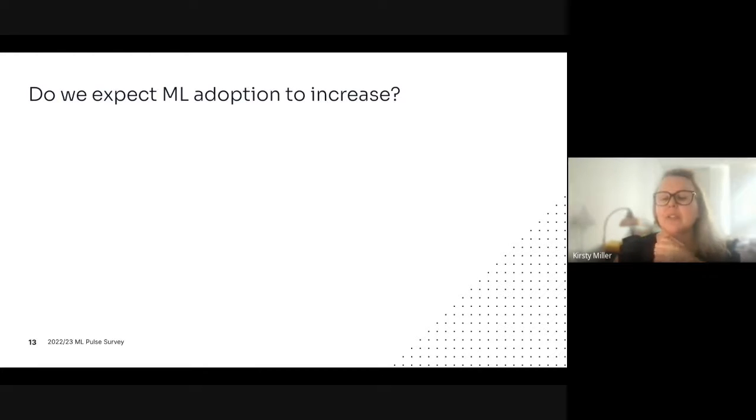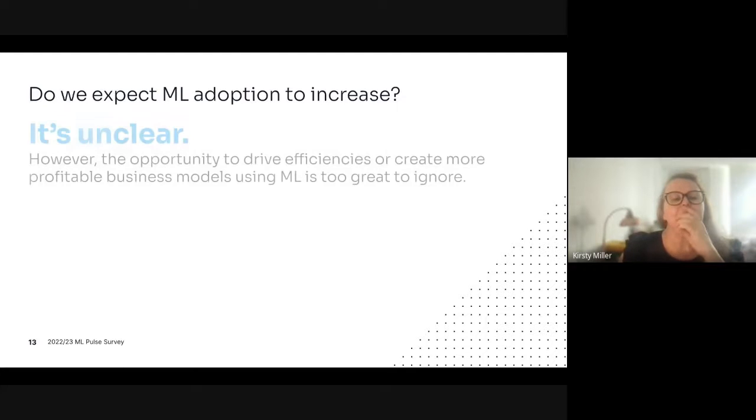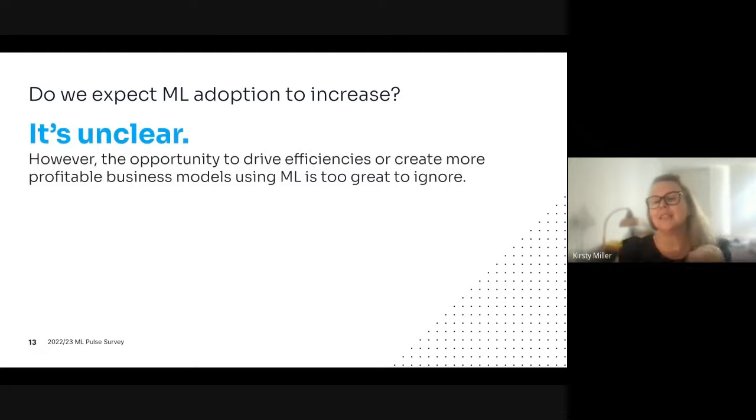I guess the question that we have to answer before I hand off to Nigel is whether or not we think machine learning adoption is going to increase. That was one of the key questions we had last year. Obviously, it hasn't really materially increased, for the reasons that I've posited so far in this presentation. I have to give an "it's unclear" answer.